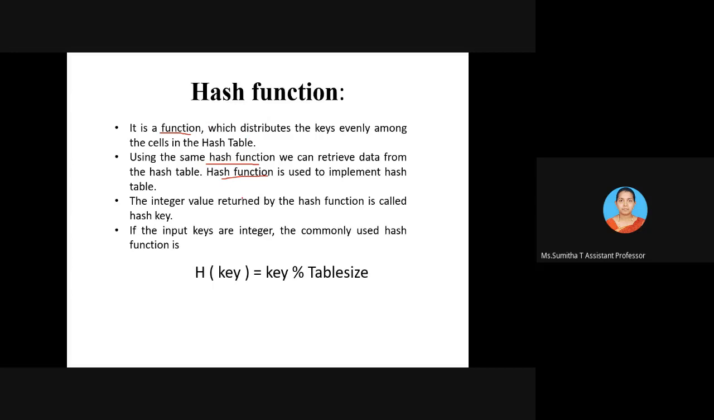The integer value returned by the hash function is called the hash key. One value is returned by the particular function, and that is called the hash key. If the input keys are integers, the commonly used hash function is this one. This is the formula for finding the hash key. We have to find the hash key, because based on that we can insert the elements into the table.